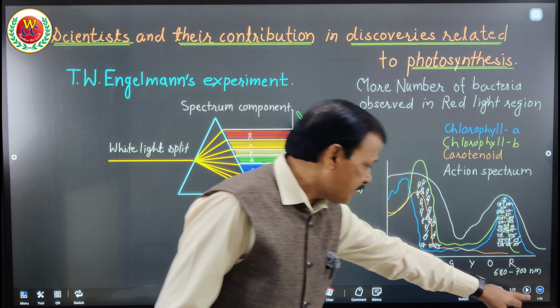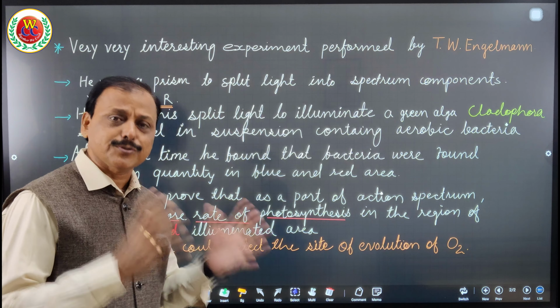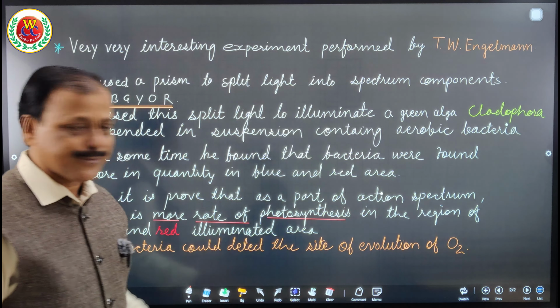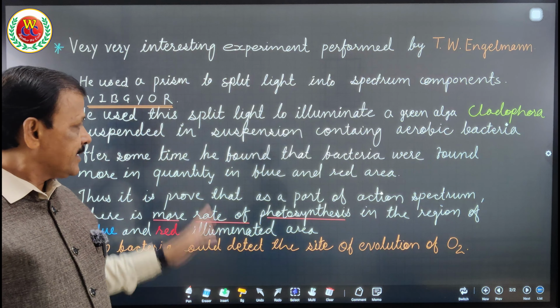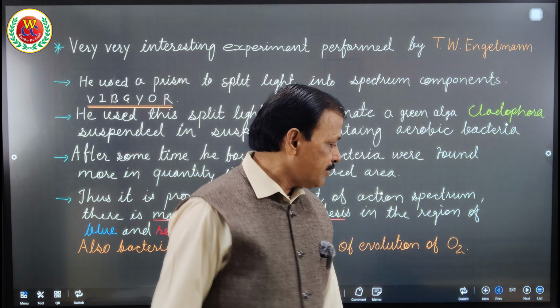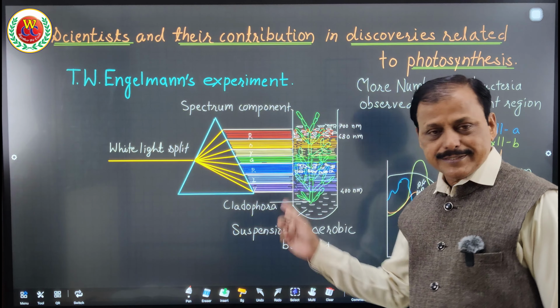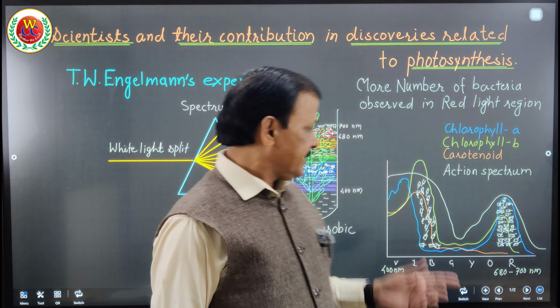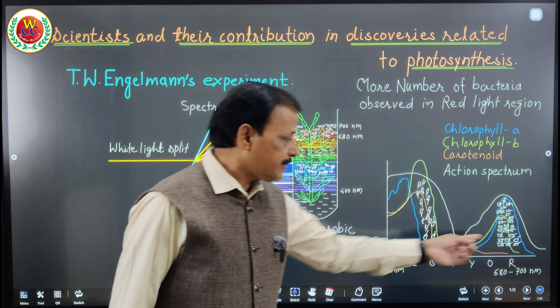And I prepared these notes, you go through them. These are short notes. The question can be asked: explain T.W. Engelmann's experiment to show that there is more evolution of oxygen in red and blue light, and you can use these notes. I hope this is very clear to you. Go through the same things I explained, it is written over there, so do not get confused, but please practice this diagram to give a clear explanation if it is asked in the examination. So this spectrum also you can use.